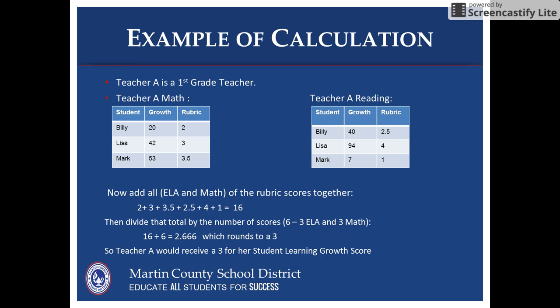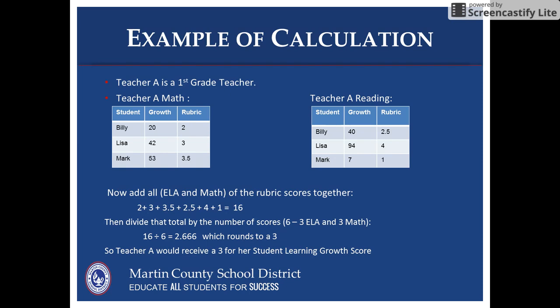For reading, Billy grew 40 points. This is a rubric score of 2.5. Lisa grew 94 points, a rubric score of 4. And Mark grew 7 points, a rubric score of 1.